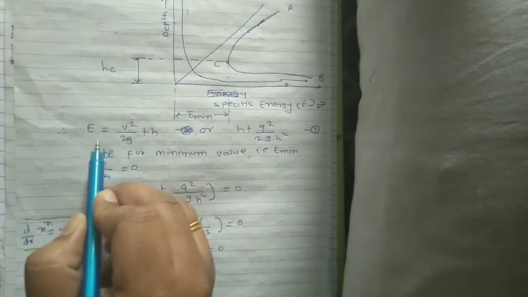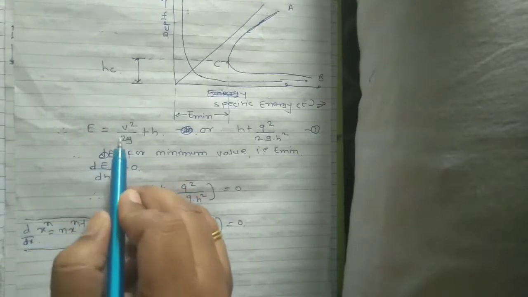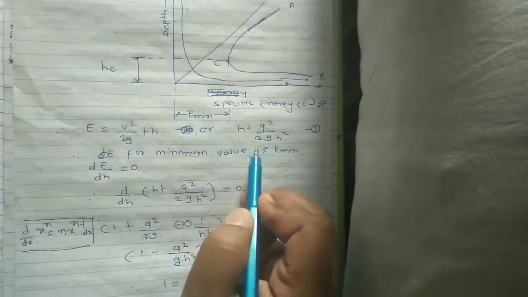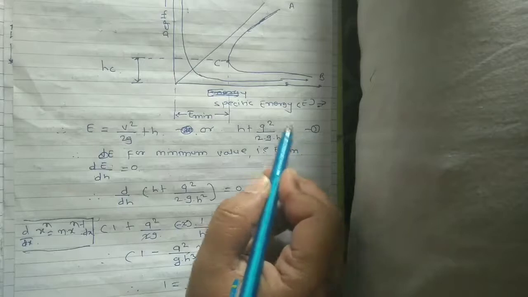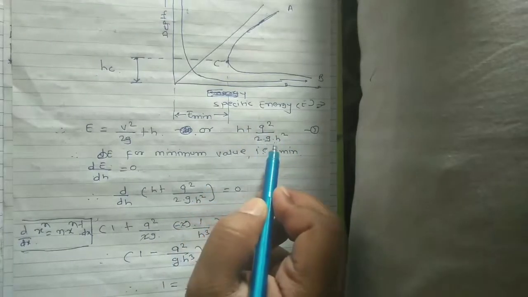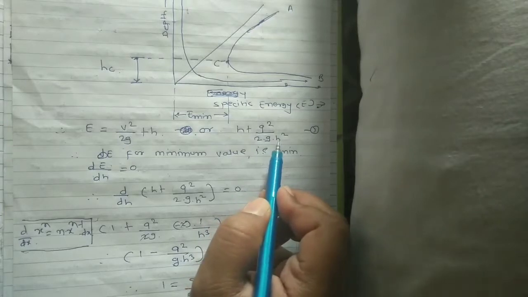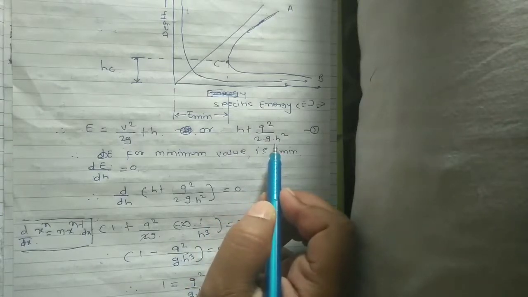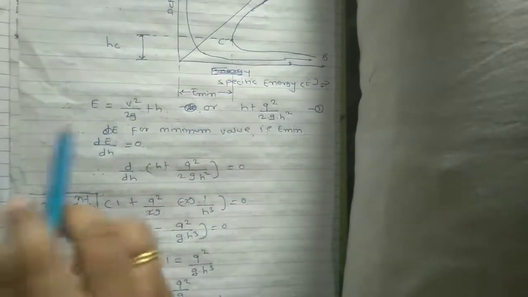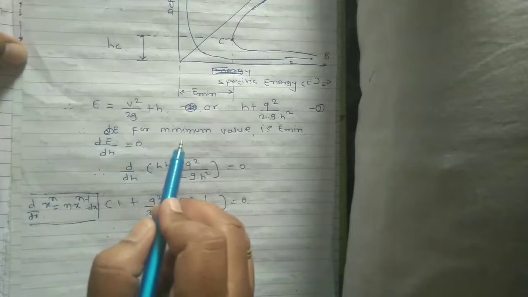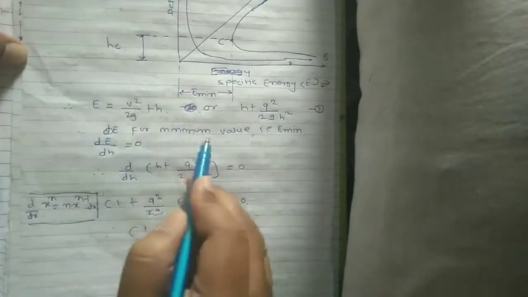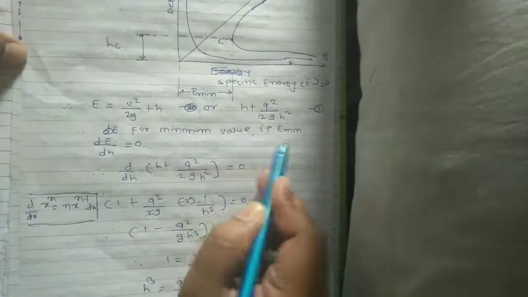Now we know what specific energy is. E is equal to V square by 2g plus h, or you can write it as h plus Q square by 2g h square. This is equation number 1. In the last lecture we derived this equation in order to draw the specific energy curve. Now, for the critical depth hc, the specific energy is minimum.